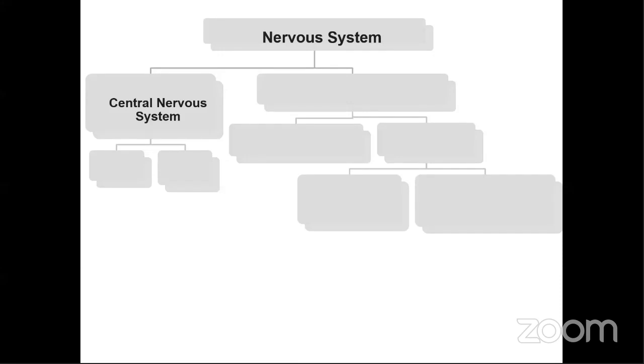I gave you a nice little blank slide, so if you want to practice this, you could also make another chart, and you can organize the brain into the hindbrain, midbrain, and the forebrain. You can talk about the cortex. You can actually create your own chart to help you study the parts of the brain.